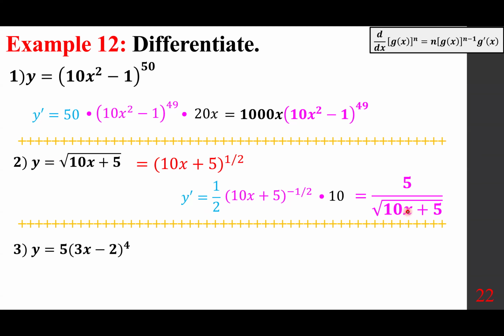Y equals 5 times 3x minus 2 to the power of 4. So what is y prime? The 5 is a multiplier and remains. Now we treat this using the extended power rule. So 4, same thing to the power of 4 minus 1 or 3. Finally, g prime, the derivative of the inside of the parentheses. The derivative of 3x minus 2 is simply 3. The product of 5 and 4 and 3 is 60. We put it in front and we are done.